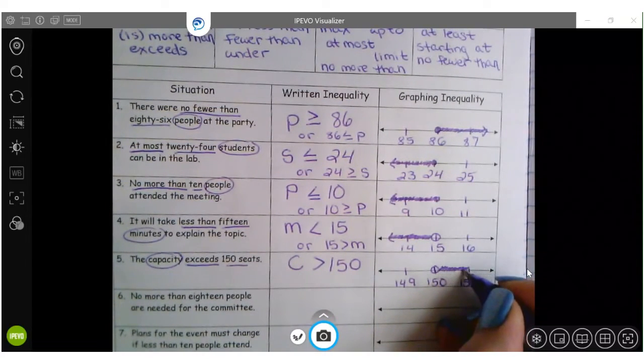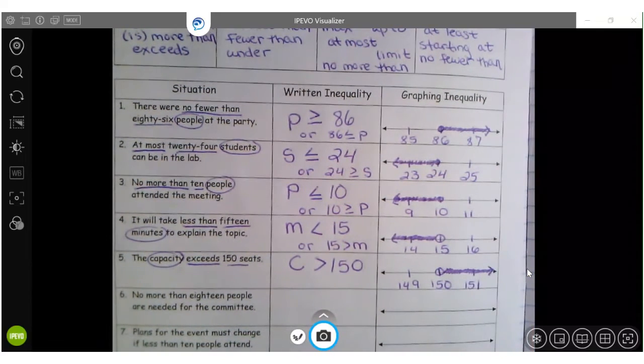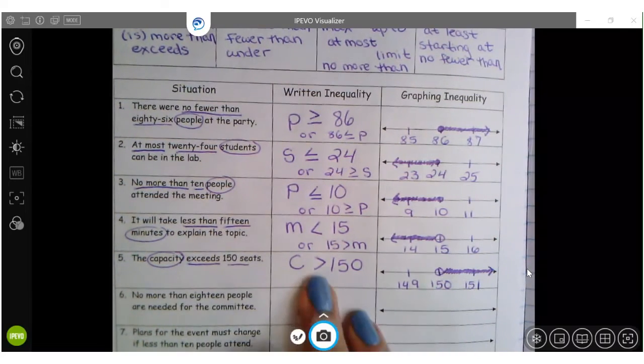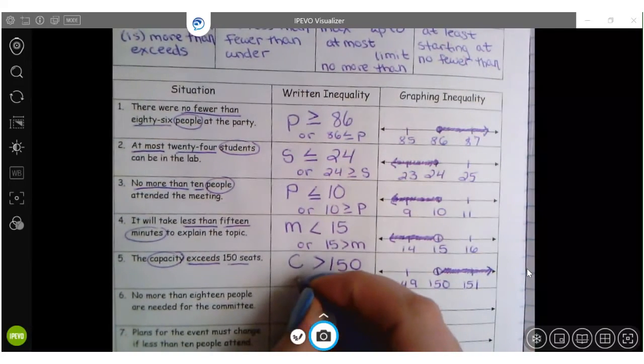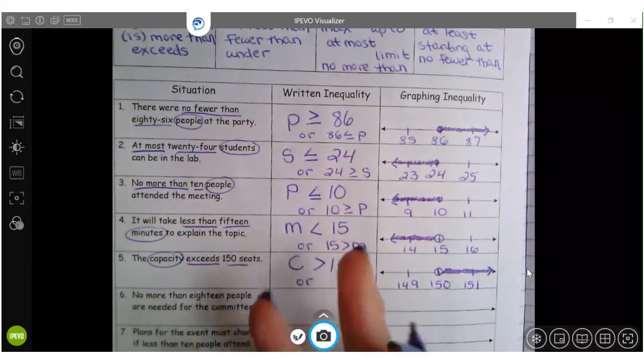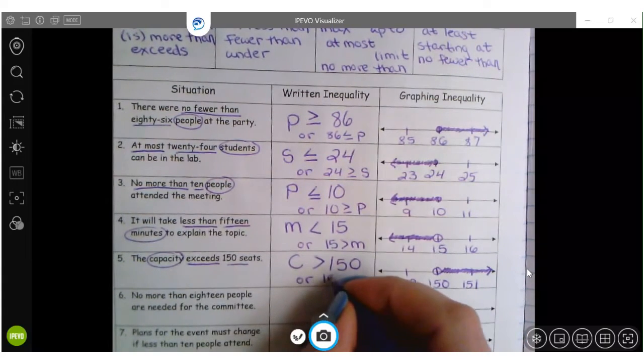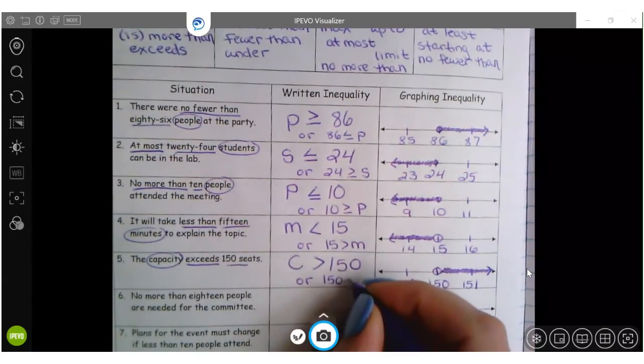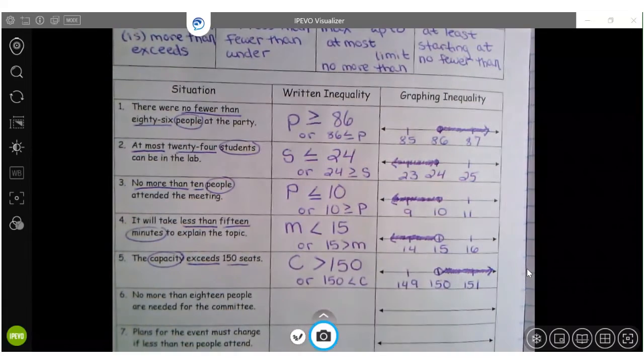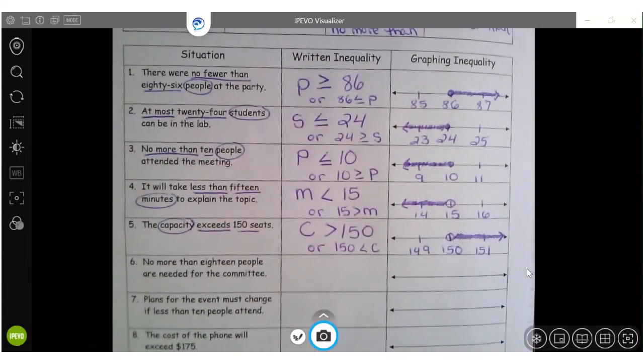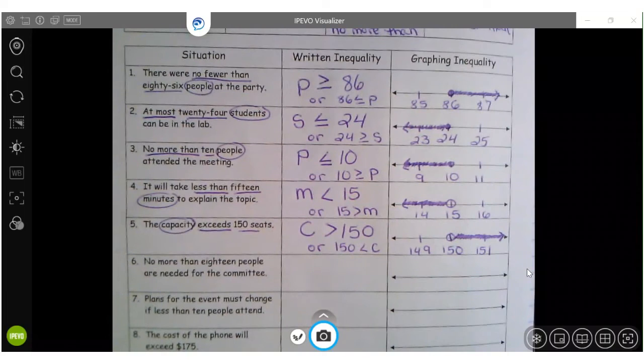So that means, I don't remember exactly how many seats there are, but I know that there's more than 150. The last thing I kind of skipped over here was I can rewrite this, of course, flipping my inequality around. So that would say 150 is less than the capacity, basically. So again, capacity was what my variable represented.